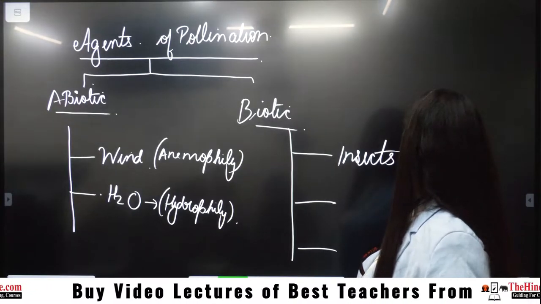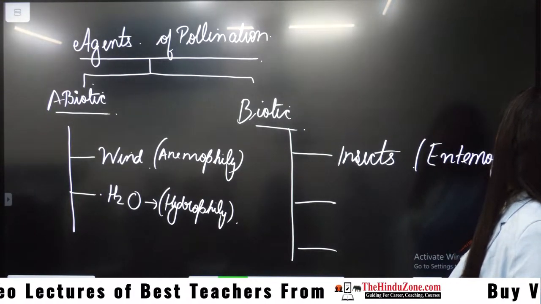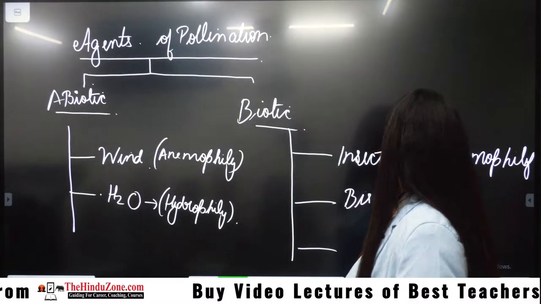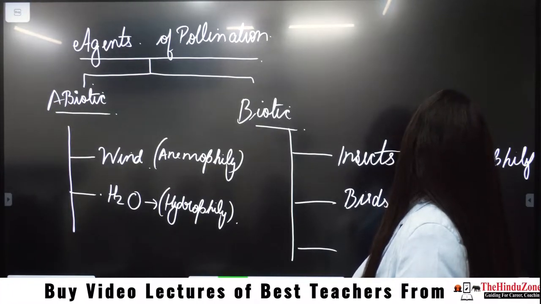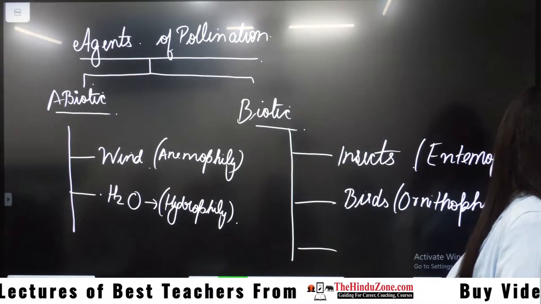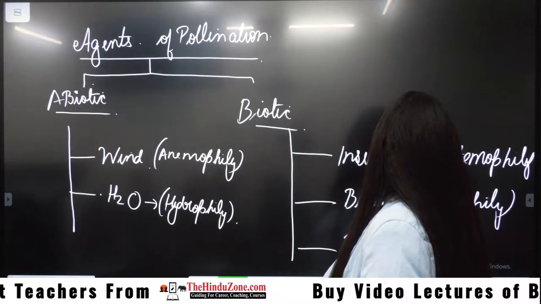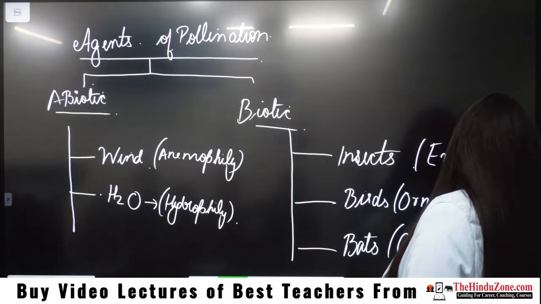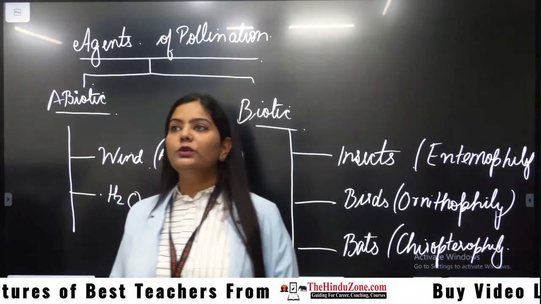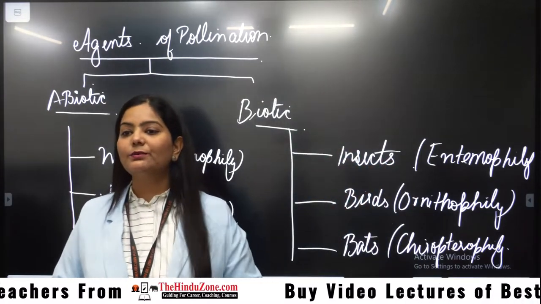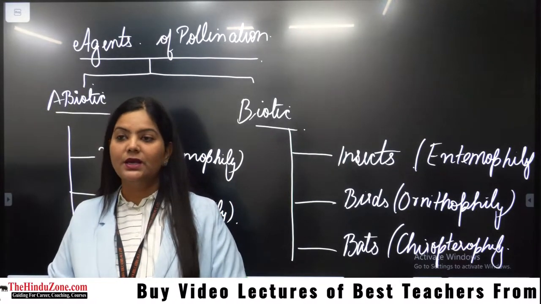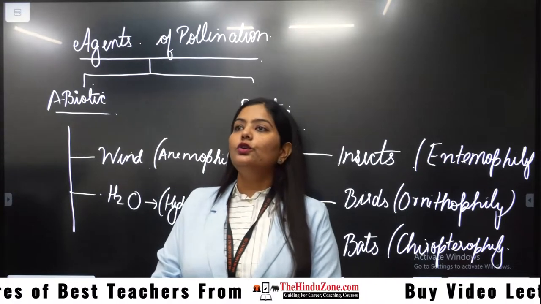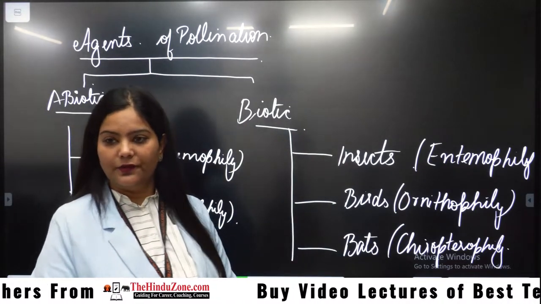Then after that, birds. Bird pollination is ornithophily, and bats, chiropterophily. And this is not the only thing in the biotic. There are some monkeys like lemurs, and some arboreals. Arboreal means tree-dwelling organisms. They are also seen to do the pollination. So one by one we are going with each one. Let's go for this anemophily first.